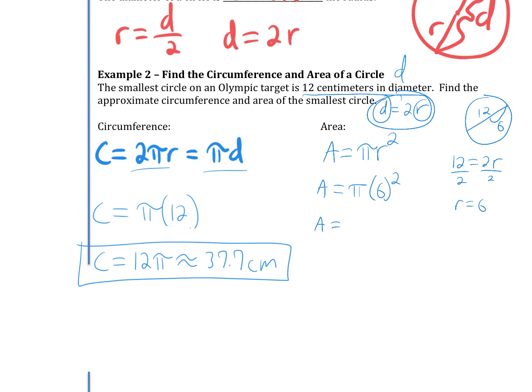Now going back to our order of operations stuff, are we going to do 6 squared first, or are we going to do times pi first? We're going to do 6 squared, which is going to give us 36 pi. Remember, 6 squared is 6 times 6 and not 6 times 2. And 36 pi, if you do an approximation of that in your calculator, you're going to get 113.1. Is it centimeters or centimeters squared? Should be centimeters squared because it's a square unit.